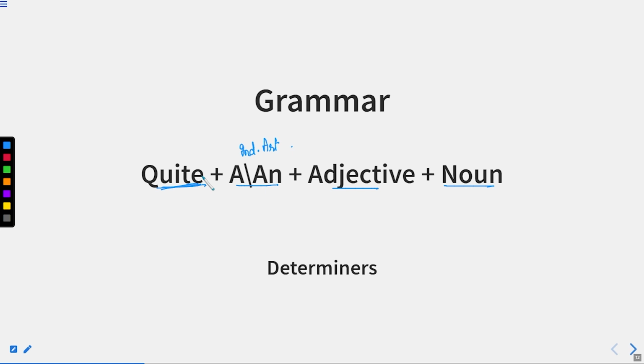But in this structure, we have a noun, prior to which we have an adjective, prior to which we have an indefinite article, prior to which we have the word quite. Now quite is an adverb which qualifies this adjective. If we are using the adverb quite, we use the indefinite article just after that adverb.